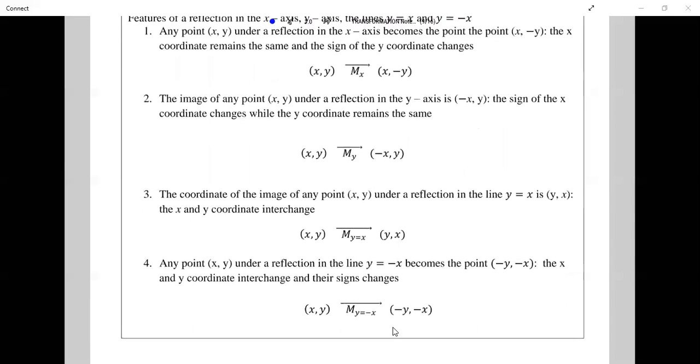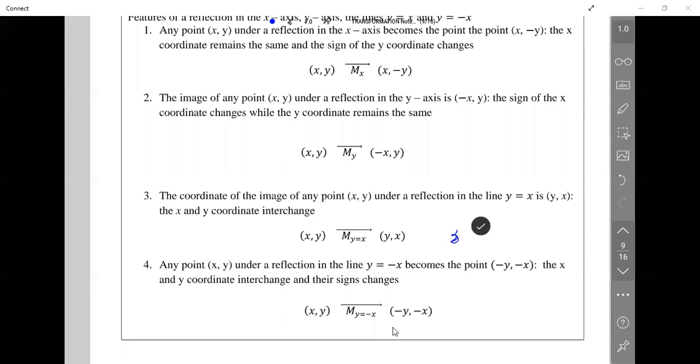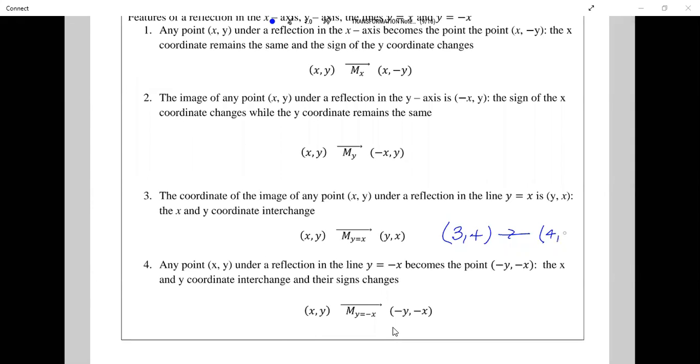When you reflect in the line y is equal to x, the x and y coordinates interchange. So in other words, the point 3, 4, all right, having pen problems, the point 3, 4 would become the point 4, 3. So under a reflection in the line y is equal to x, the x and y coordinates interchange.